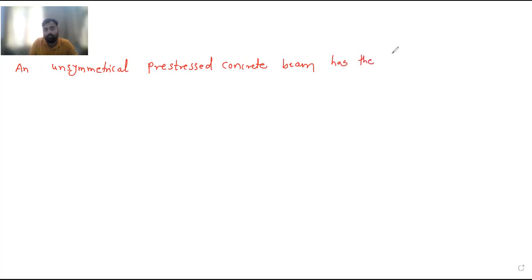I will write the problem first. An unsymmetrical prestressed concrete beam has the following dimensions. So I will write the dimensions now.